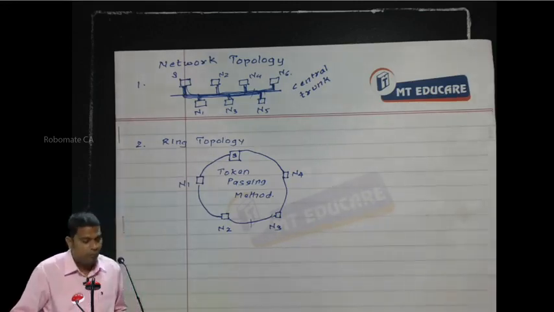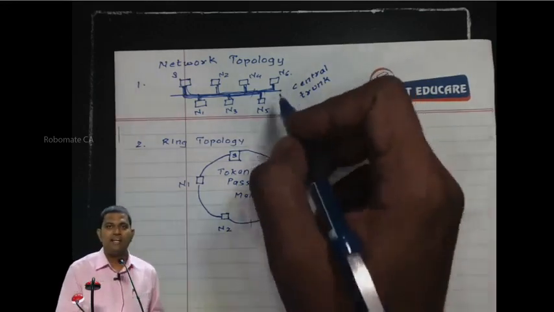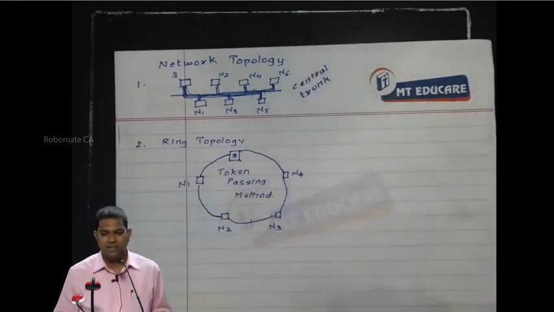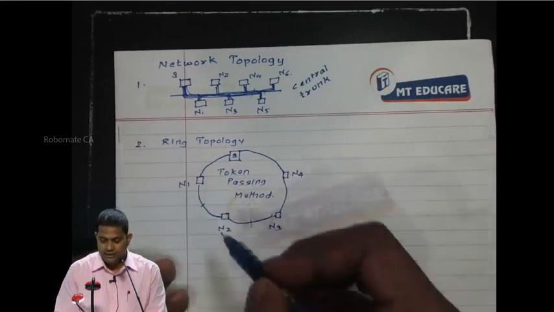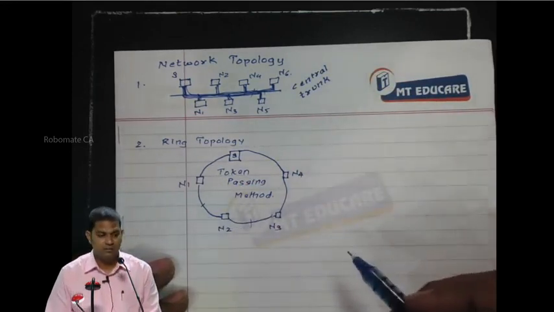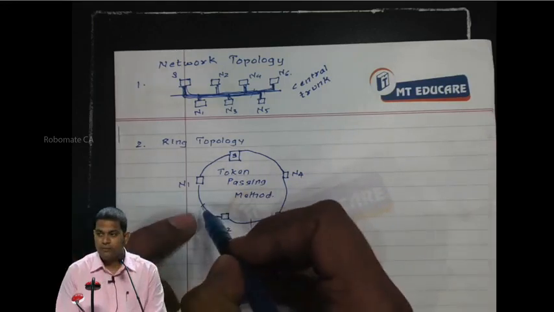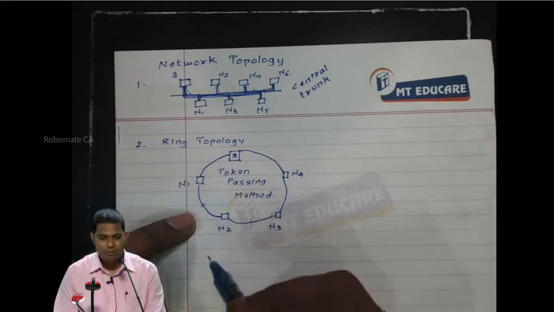Then one more problem is, adding a node and removing a node is also a problem. It's not like you just have a T connector, join a node and it starts working. No. If you want to add a node over here, then the entire remaining nodes have to be reconfigured. Suppose you are adding a node over here, but N1 is knowing the address of only N2. Then there is a problem.